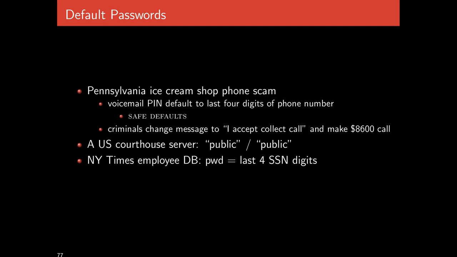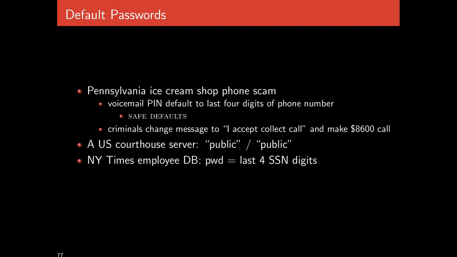There was a story in Pennsylvania, the ice cream shop phone scam. The idea here was that the voicemail PIN number, the code that allowed a user to remotely configure their voicemail, defaulted to the last four digits of the phone number. So, easy for users to know. What's my PIN code? Well, it's just the last four digits of the phone number. I know the phone number, so I know the PIN number. But that means that every single other person on the planet also will know what that PIN number is if they know the phone number.